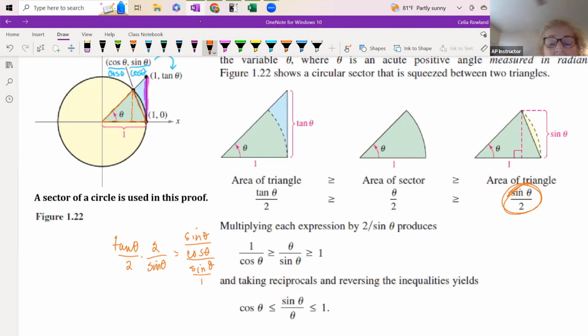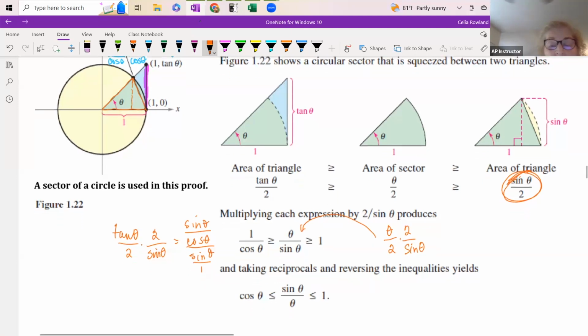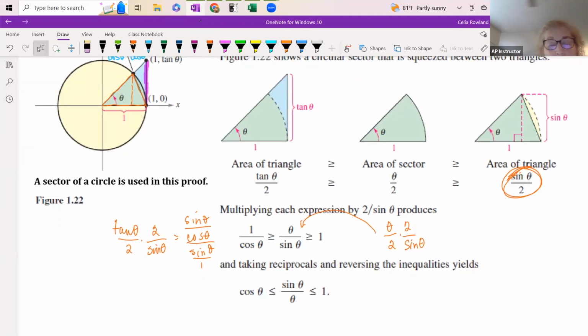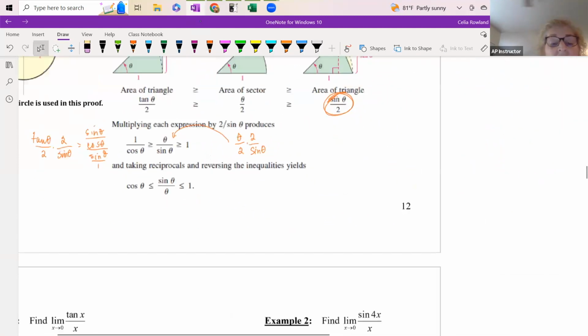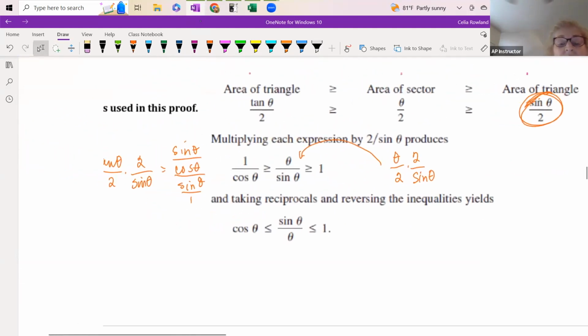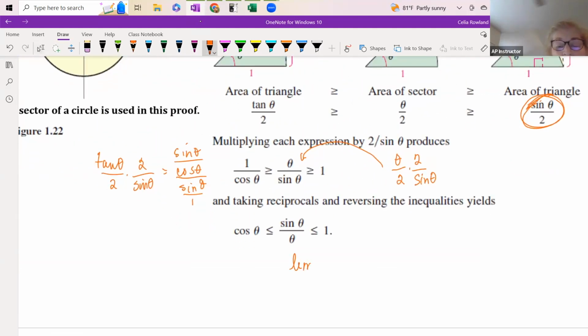Then you have theta, and the 2's will cancel again here, because you're going to have theta over 2 times 2 over sine. So that will be this one. Okay, if you reciprocate them, you get that cosine theta is less than or equal to sine theta over theta is less than or equal to 1. Now, if you take the limit as theta goes to 0. So what's the limit as theta goes to 0 of cosine theta? That happens to be 1.